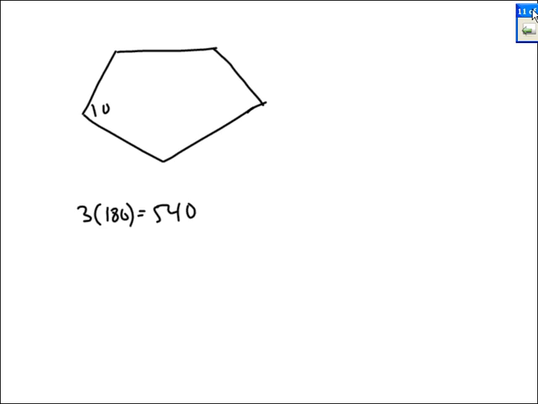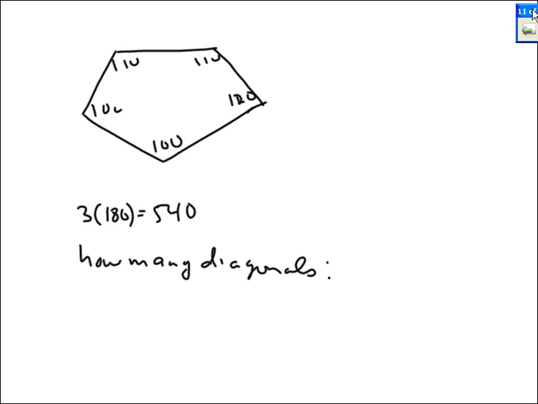So you have angles 100, 110, 110, 120, and 100. Those add up to 540. Okay. But the question is, how many diagonals can you draw? Well, of course, you can just go and draw it.